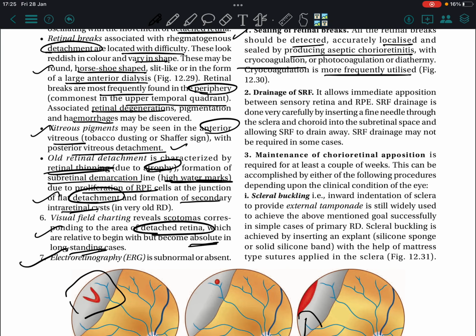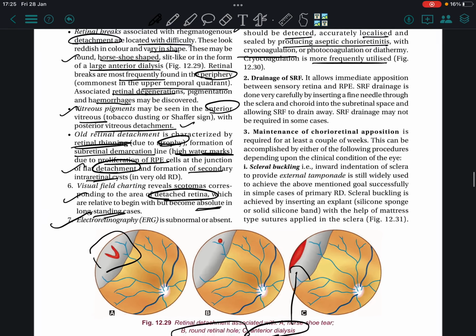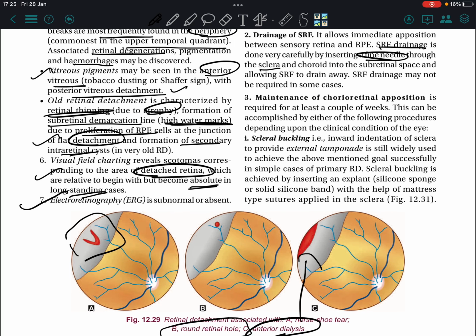Drainage of SRF. This results in immediate apposition between the sensory retina and RPE. SRF drainage is done very carefully by inserting a fine needle through the sclera and choroid into the subretinal space, allowing SRF, that is liquid vitreous, to drain away. Maintenance of choroidal apposition is required for at least a couple of weeks. This can be accomplished by either of the following procedures depending upon the clinical condition of the eye.